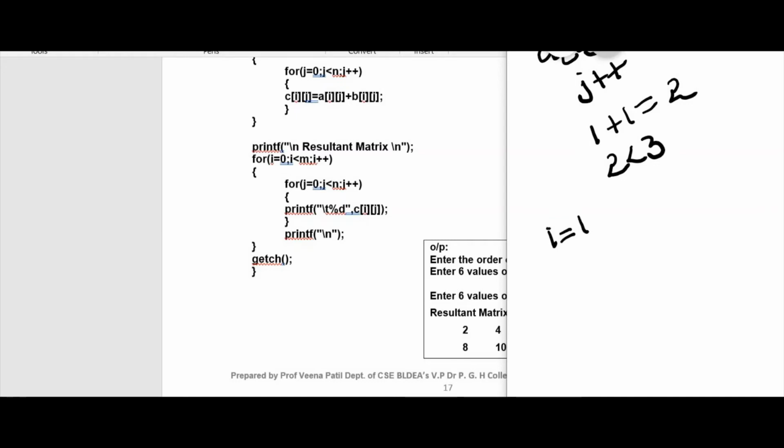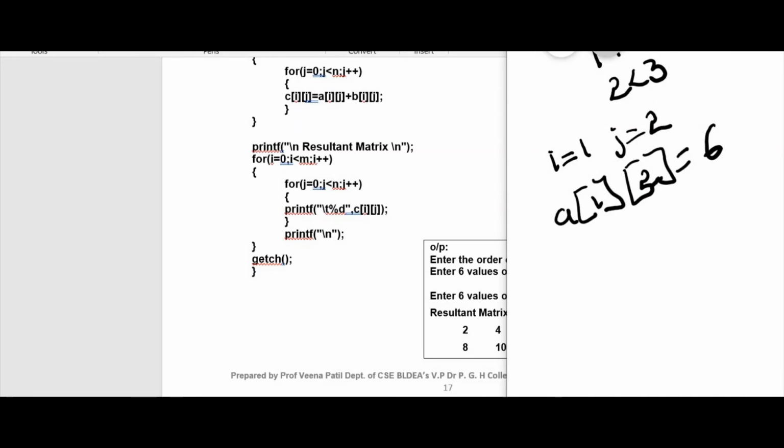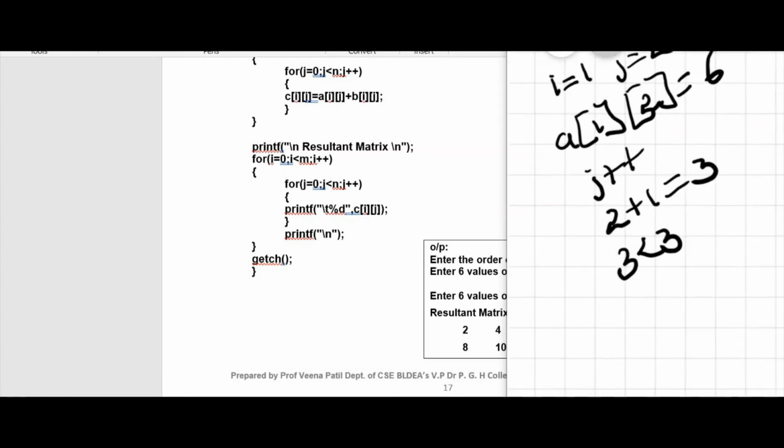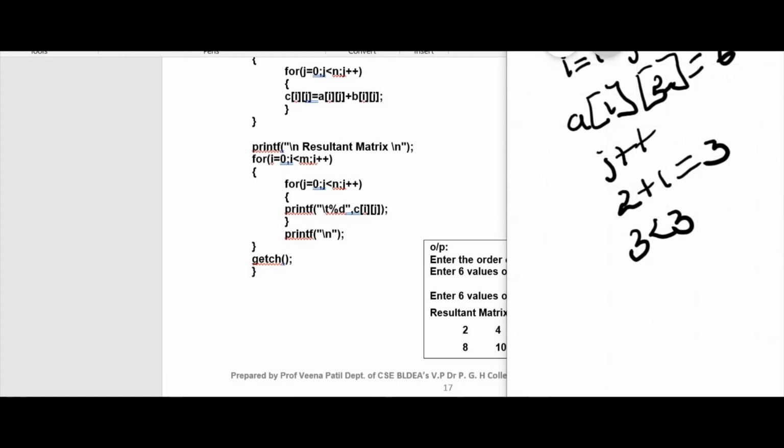I is still equal to 1, whereas our j has become 2. So a of 1, 2 is assigned the new value, that is 6, right? Again, before the next iteration, the value of j is incremented. So j becomes 3 from 2. Is 3 less than 3? No. Then it will come out of the loop.